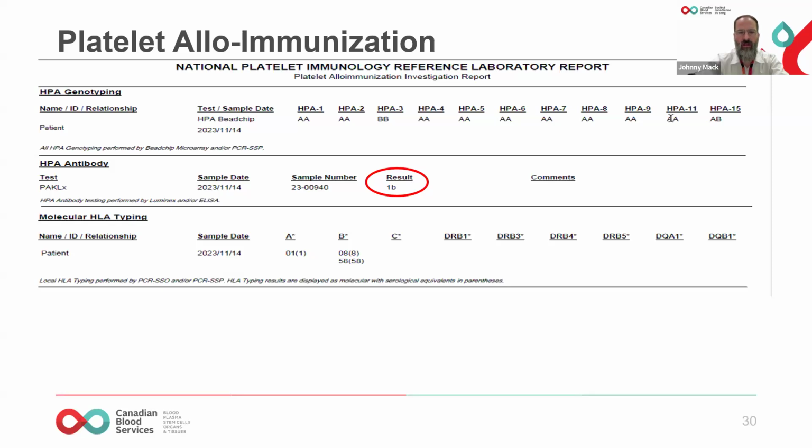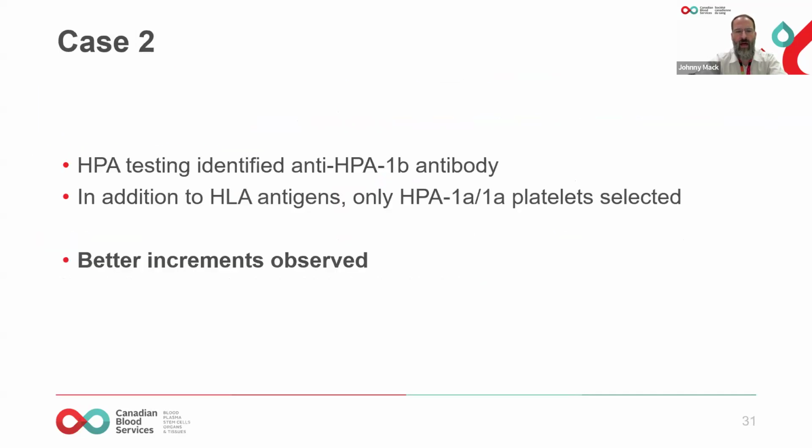And so a relatively high proportion of patients would have 1B, at least in the heterozygous state, on their platelets, and those platelets would then be susceptible to clearance. So when we took that information into account and restricted our donor list further to include not just the HLA antigens, but only HPA 1A platelets, the patient went on to have much better increments, and we saw a significant decrease in the number of transfusions that were required to support them.